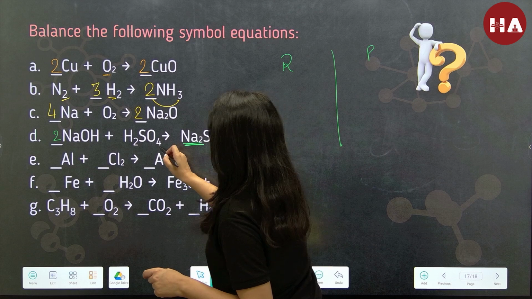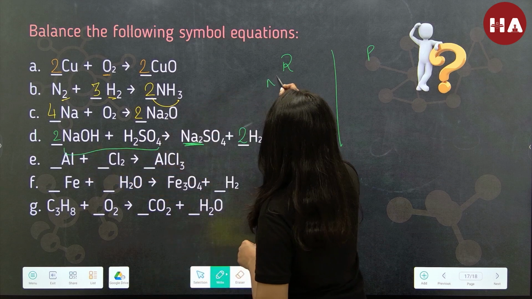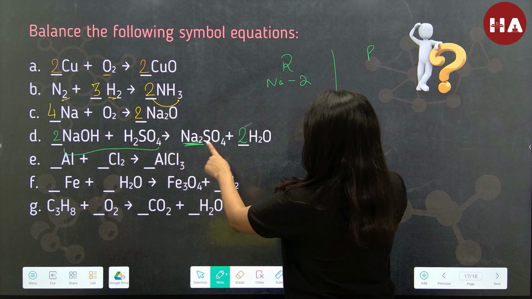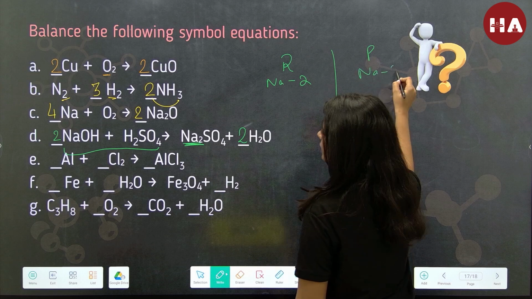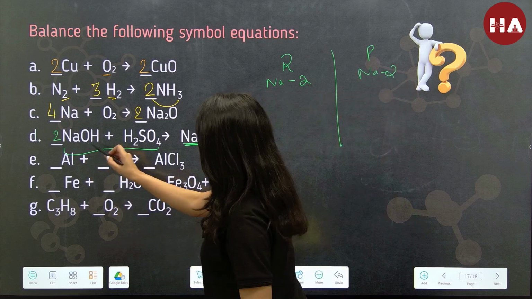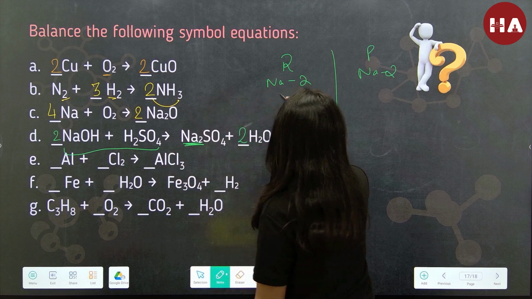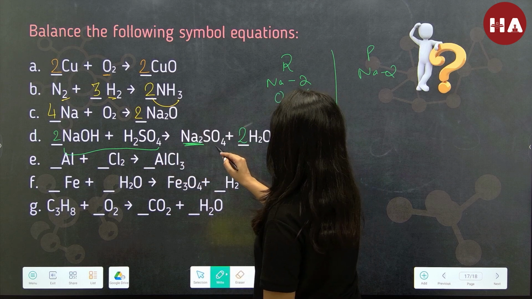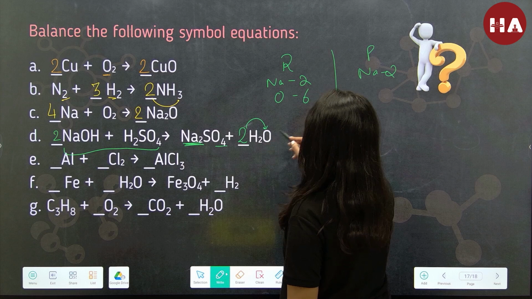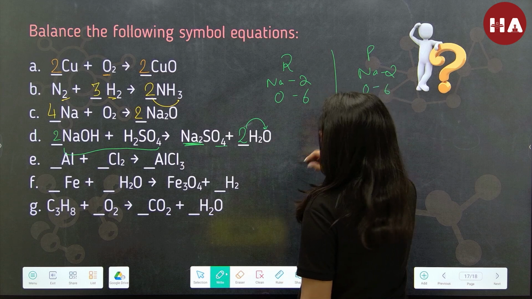Right, so in reactant side total number of sodium atoms are 2, in product side also 2, right? In reactant side oxygen is 2 plus 4, which is 6. So oxygen is 6. In product side 4 plus 2, 6. Yes, this is also balanced.